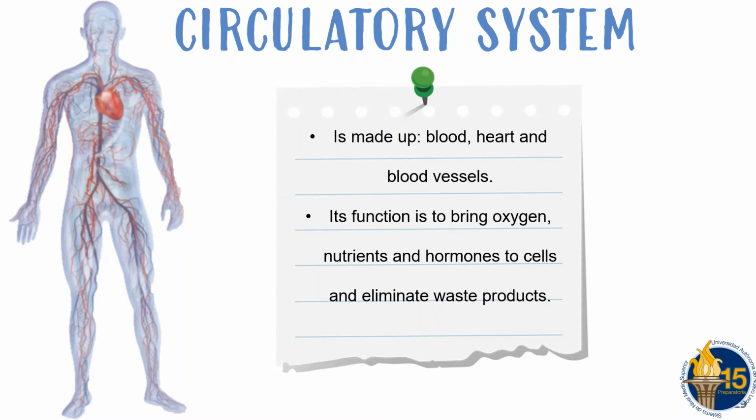Now we are going to talk about one of the most important systems in our body, the circulatory system. It is made of blood, heart, and blood vessels. Its function is to bring oxygen, nutrients, and hormones to cells and eliminate waste products.